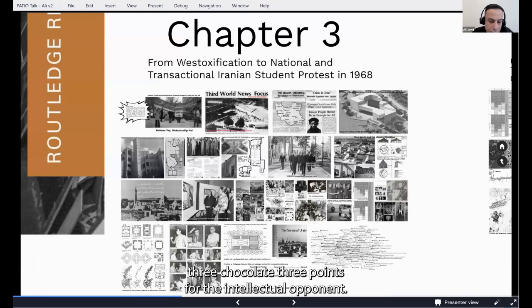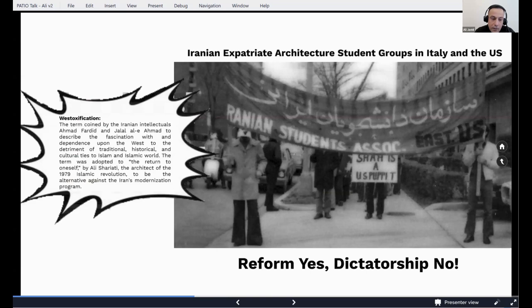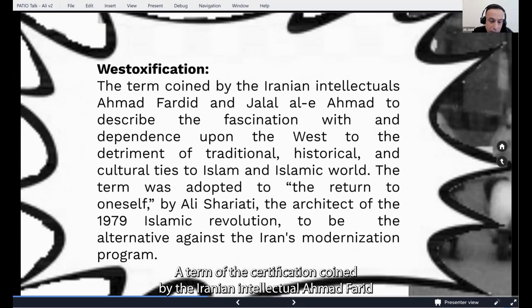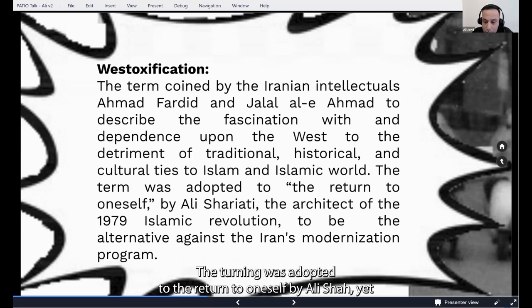Chapter 3 points to the intellectual opponent discourse of Westoxification and the return to oneself, and the impact of 1968 student protests on Iranian architectural pedagogy. The term Westoxification was coined by the Iranian intellectuals Ahmad Fardid and Jalal Al-e-Ahmad to describe the fascination with and dependence upon the West, to the detriment of the traditional, historical, and cultural ties to Islam and the Islamic world. The term was adapted into the return to oneself by Ali Shariati, the architect of the 1979 Islamic Revolution, to be an alternative against Iran's modernization program.